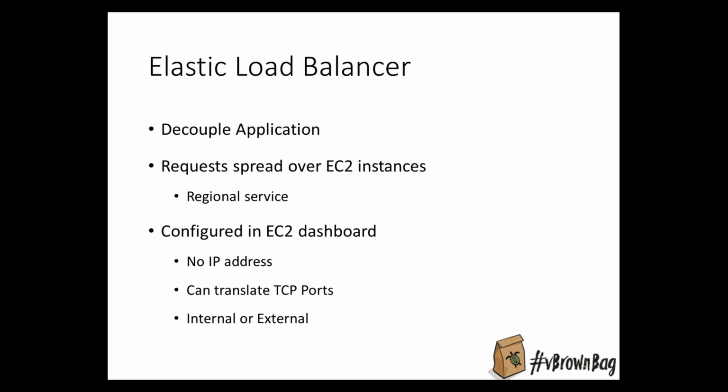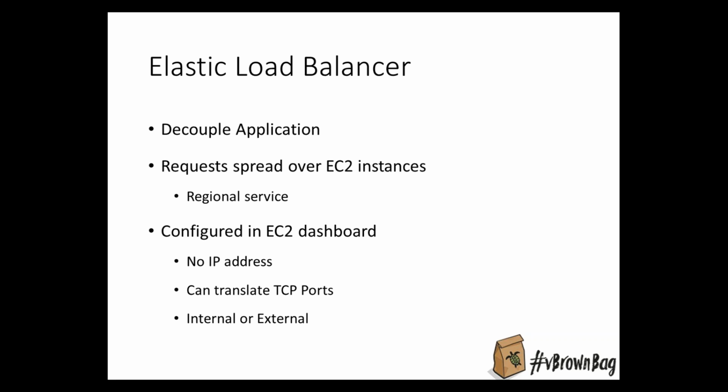ELB, like SQS, is a regional service, so it's within a particular region, and the load balancer is across multiple instances, across multiple availability zones. And this is where we get some of that resiliency in your application, that you have your EC2 instances spread across 2 or 3 availability zones, but all fronted by a single elastic load balancer, a single DNS name that you can access the application through.